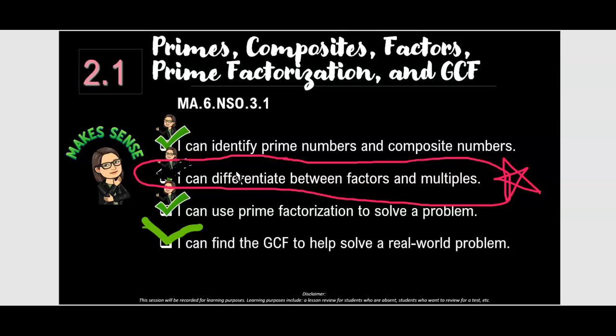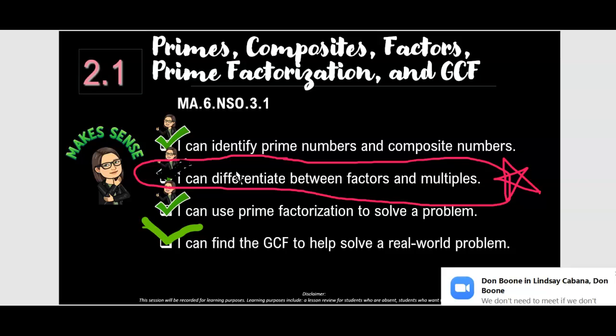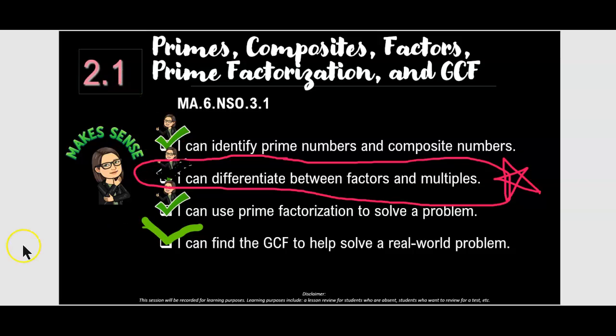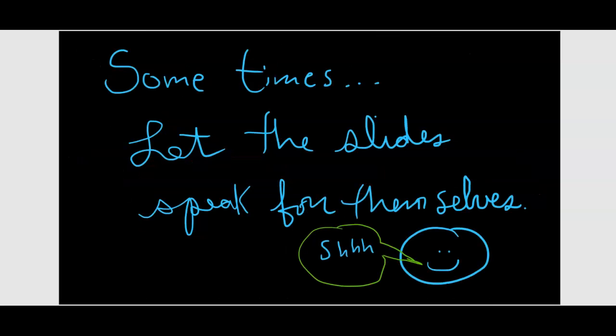We're going to be looking at differentiating factors and multiples to start off with, and we'll be getting more into lowest common multiple. Just a reminder, sometimes I'm going to let the slides speak for themselves. Shh, Mr. Hoffman, you can be quiet too, you know. Okay.